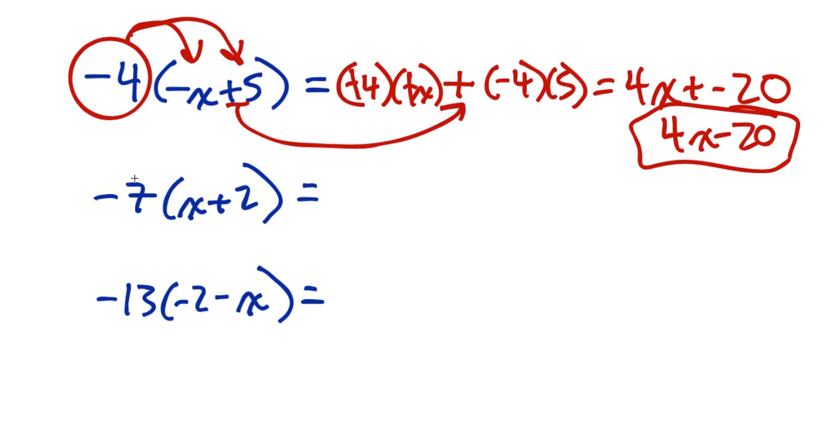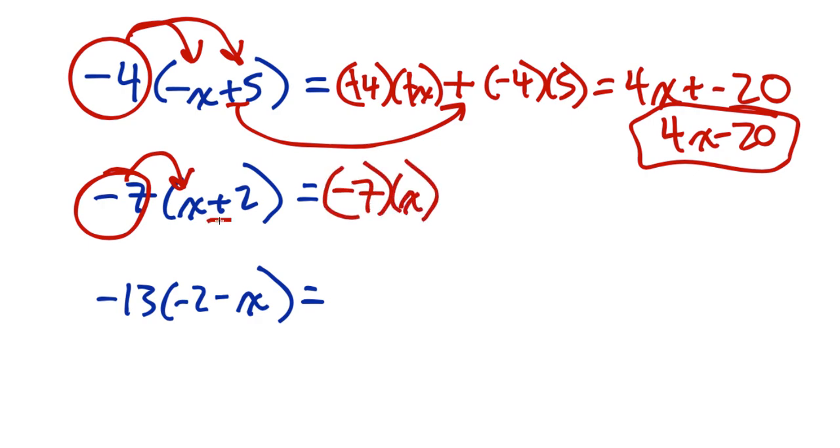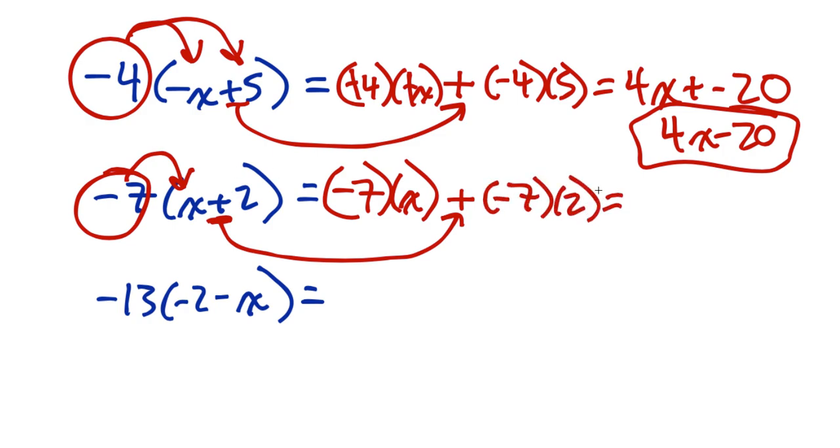Okay, let's do it again with -7 times the quantity x plus 2. -7 is going to multiply by x. That'll be -7 times x. Keep that plus sign between the two expressions, and then the two terms. -7 times 2, that's going to look like this. And I'm just writing it out longhand.